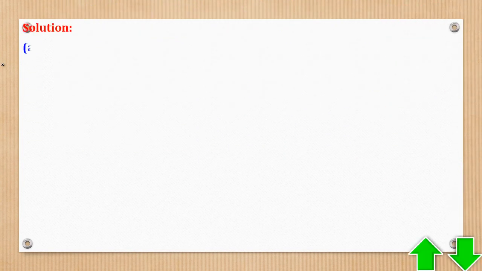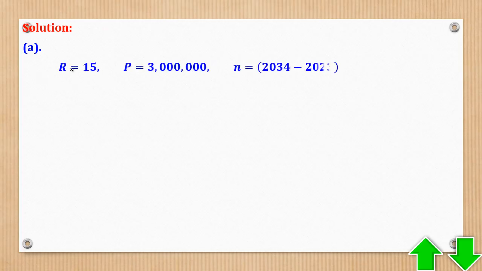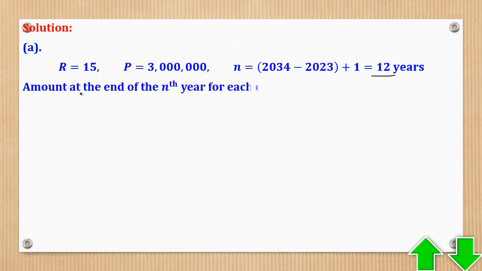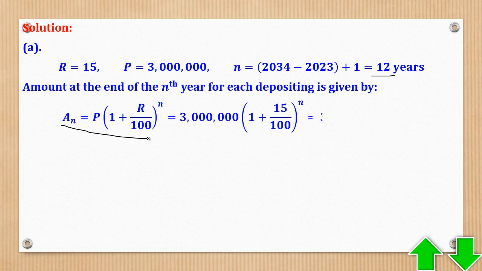So let's start with that. 15 is the rate, 3 million is the principal, and the number of years is the difference plus 1. Why? Because even this 23 was inclusive to give you 12. Therefore, amount at the end of the nth year is got from the formula of compound interest, which is given by, so substitute for P and for R to get this.